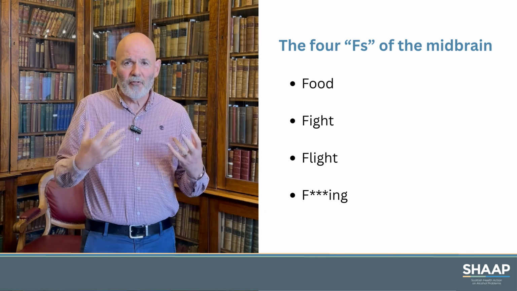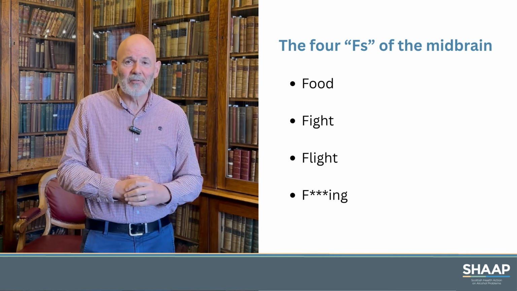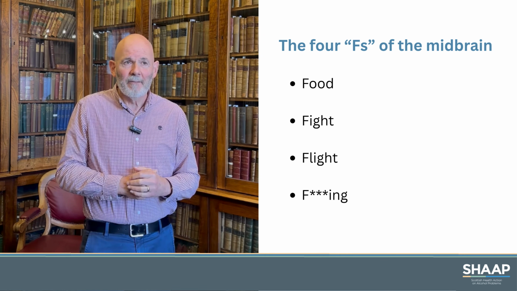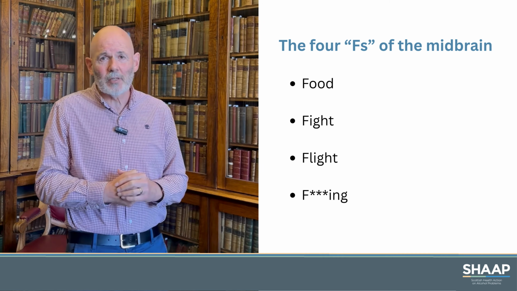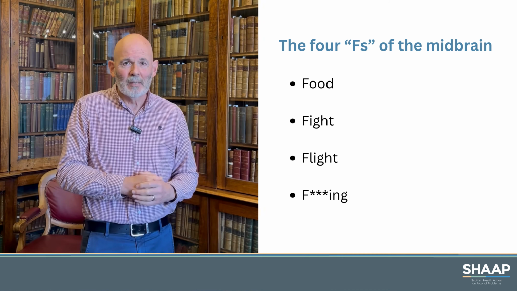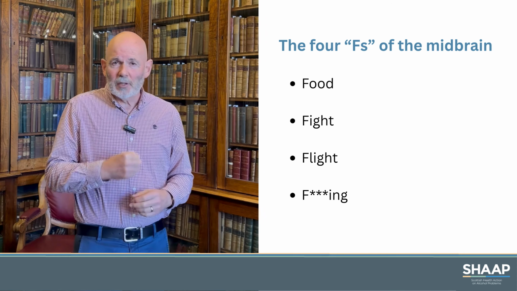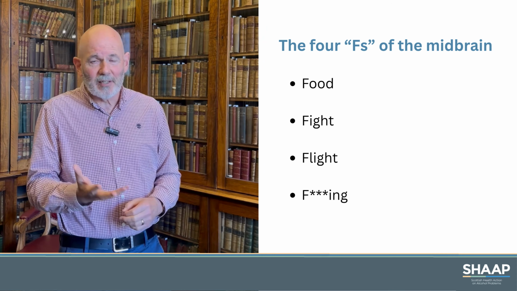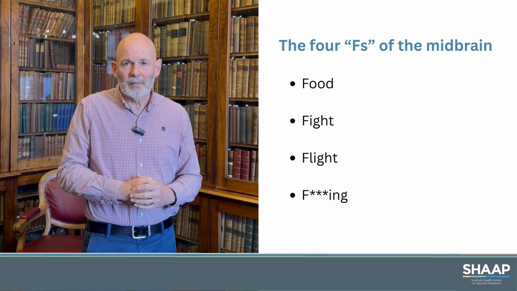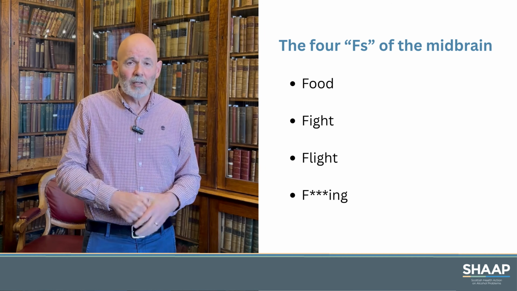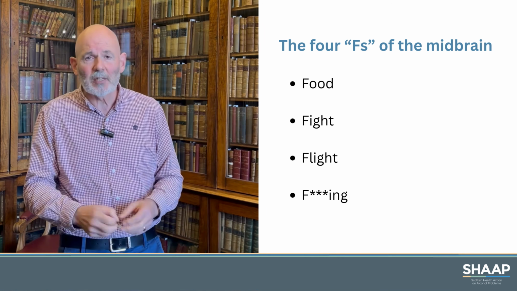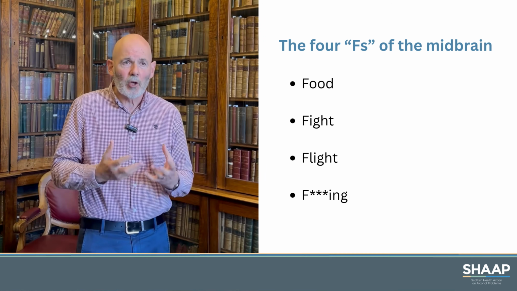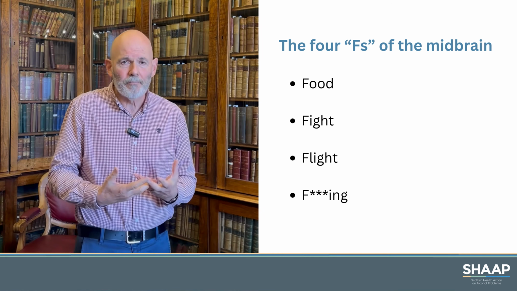The first one is food. Snakes need to eat if they're going to survive. The next one is fight. Snakes have to be able to defend themselves if they're under attack. The next one is flight. Sometimes it's a better idea to slither away and get out of the danger. And the last one is fornication. I'm being polite here because it's much more primitive than that. It's about keeping the species going, keeping the species alive.